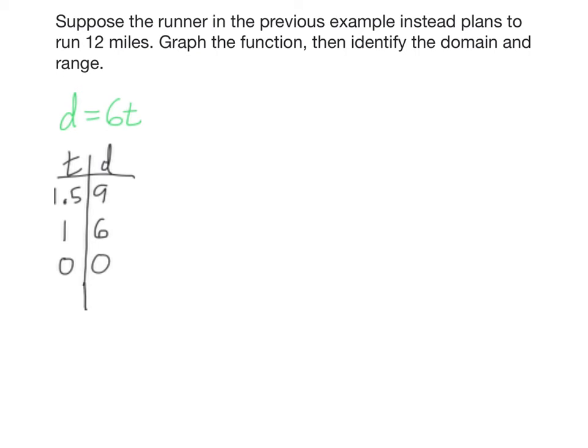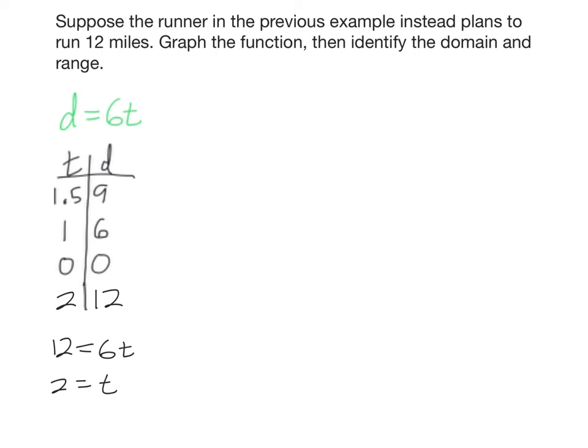But our conditions have changed. Instead of just running 1.5 hours, he's going to run 12 miles. So we know 12 is the distance here, right? 12 is the distance. So if I put 12 in for D, what would t be? I could divide by 6, and I would get t equals 2. So for 12 miles, the time would be 2 hours. So now that we know that value, and we know that that's going to be the maximum value that he ran, we can use that to graph our function.